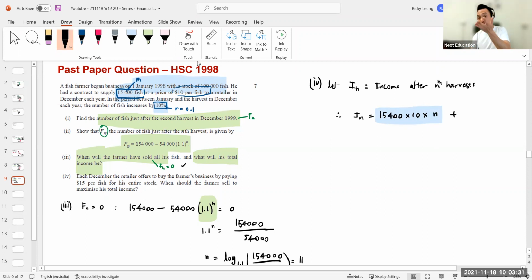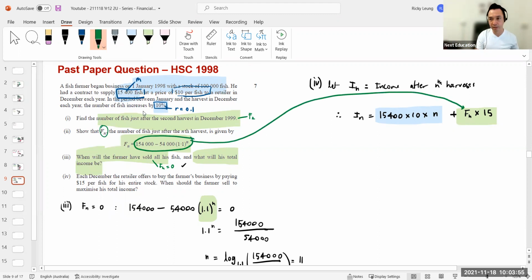Plus the number of fish that he's got at that point, so for each fish they're going to pay $15, right? There's two elements at play here. Can you see that? There's blue and there's green, right? Now, I'm going to turn this into an equation. I'll sub this into here. And then we have the expression for us to maximize.